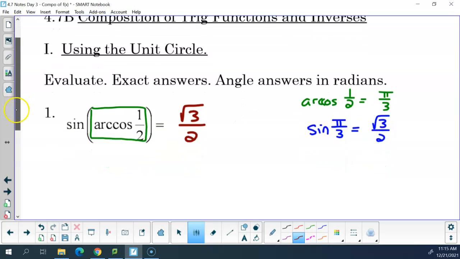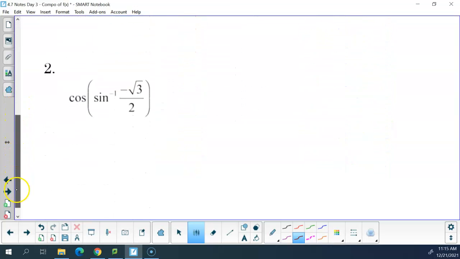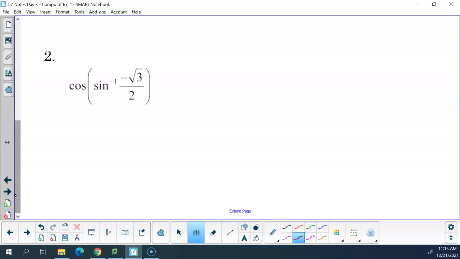Good stuff, exactly. Cosine of inverse sine of negative root 3 over 2. Sine, inverse sine, where do I find those? Right half. Right half of the unit circle. Where on the right half of the unit circle is the inverse sine of negative square root 3 over 2?